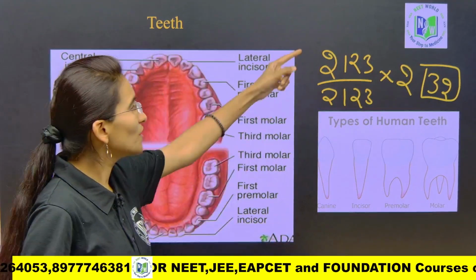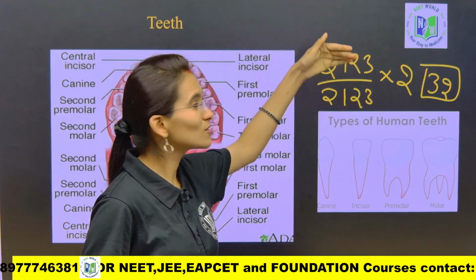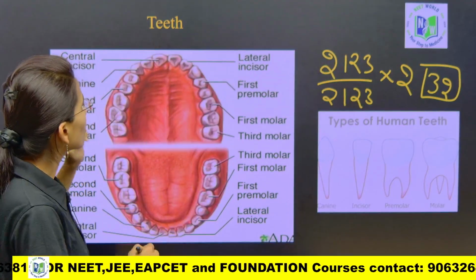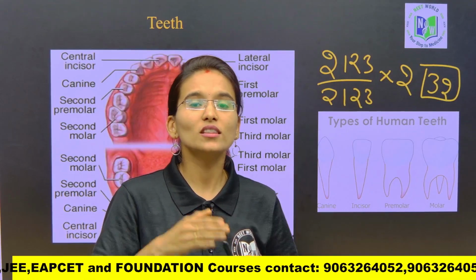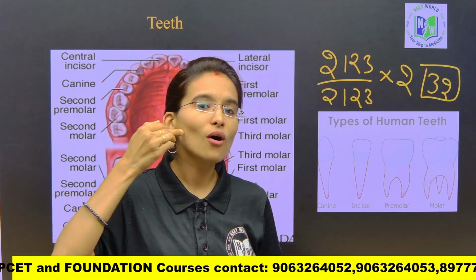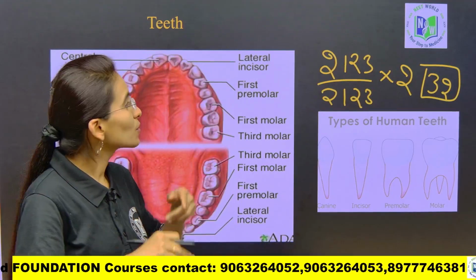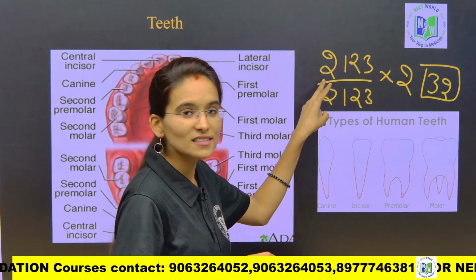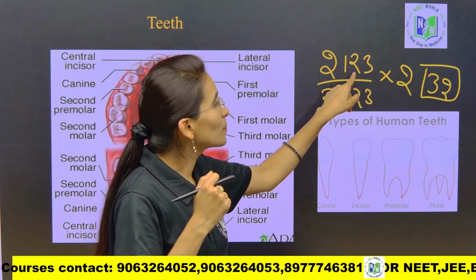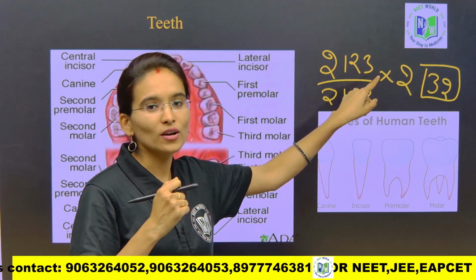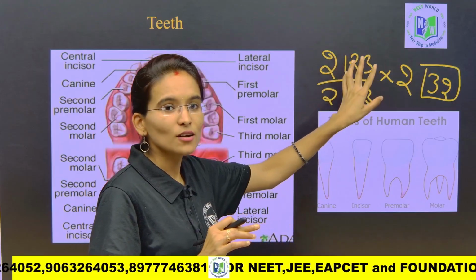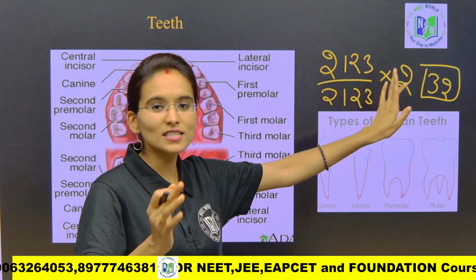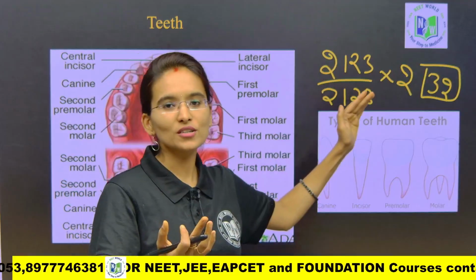So how have we taken this particular formula, my dear students? In the upper jaw, on either the right side or the left side, one side of the teeth contains 2 incisors, 1 canine, 2 premolars and 3 molars, right? So 2 plus 1 plus 2 plus 3 is 8, and 8 into 2 is 16. The same applies for the lower jaw also.